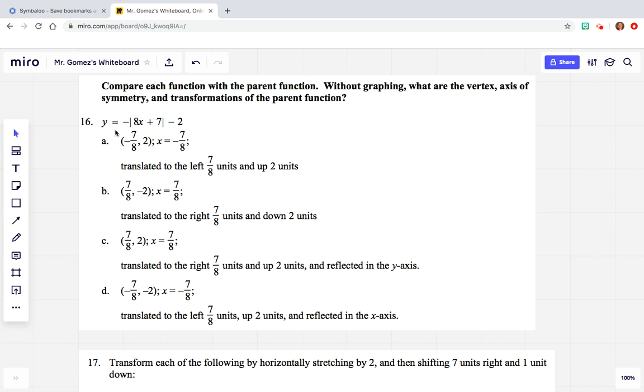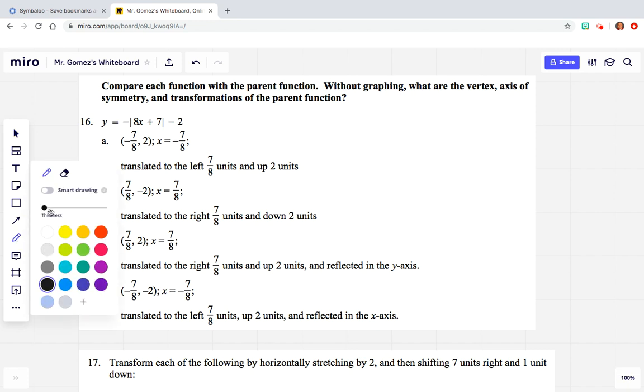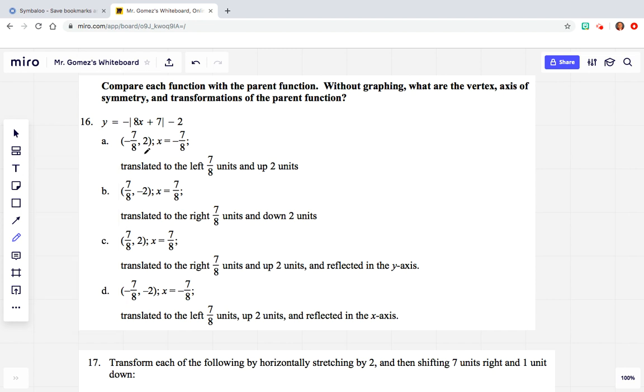All right, so in this video, we're going to look at numbers 16 through 20. Okay, so let's go ahead and begin. Number 16 says, compare each function with the parent function without graphing. What are the vertex, axis of symmetry, and transformations of the parent function?